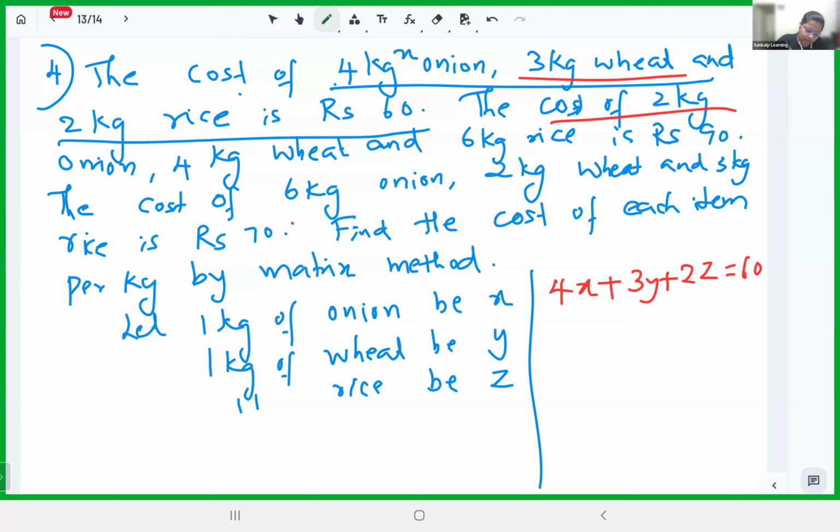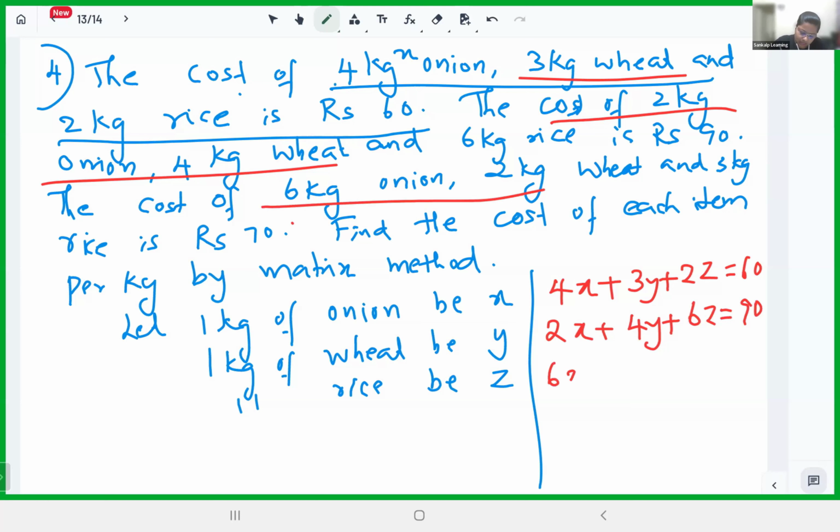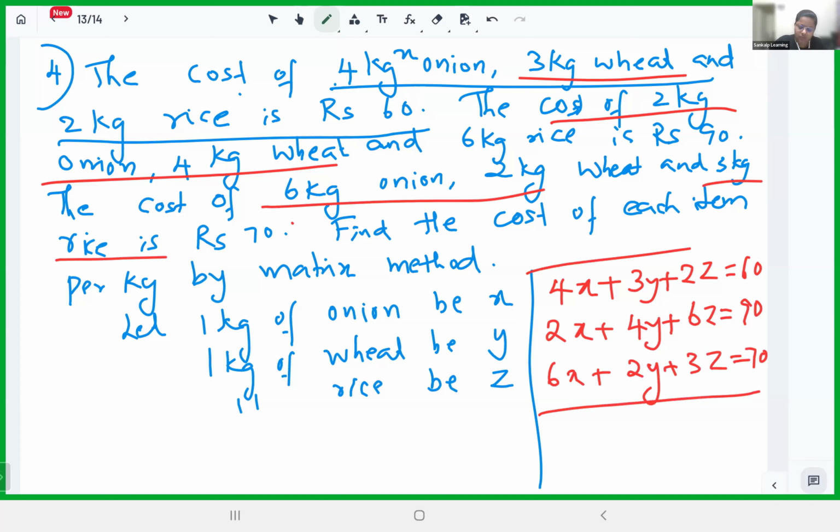Now, what is the second one? Second one is 2 kg onion, so 2x, plus 4 kg wheat, so 4y, plus 6 kg rice, means 6z. That is equal to rupees 90. All right, now consider the third part. 6 kg onion means 6x plus 2 kg wheat means 2y plus 3 kg rice means 3z. That is equal to 70. So now we have got the system of linear equations. Now we can easily solve it by using matrix method, isn't it?